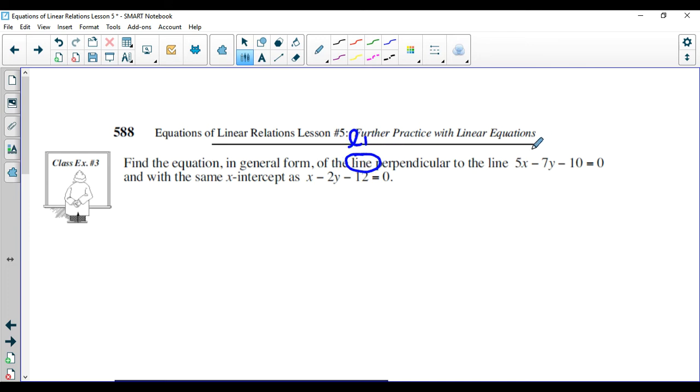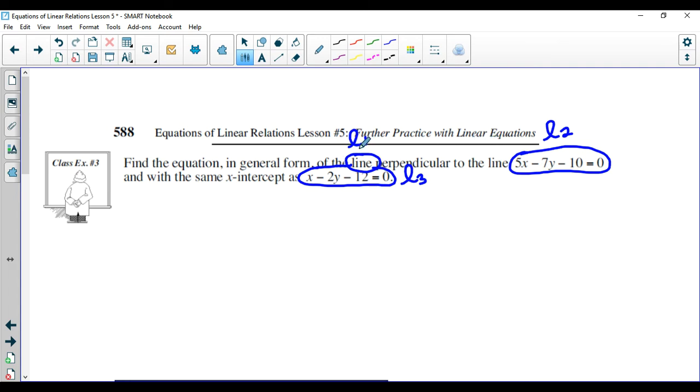Okay, so we're interested in figuring out the equation of a line, which we're going to call L1. And this line we're going to write the equation for is going to be perpendicular to this line, L2, and it's going to have the same x-intercept as this line. So we're going to call that one L3.